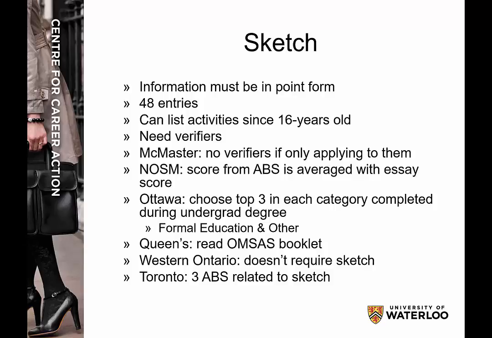For the second layer, where you can provide details in 150 characters, Ottawa only reviews your choice of the top 3 activities for all categories except formal education and the other section. Ottawa does not assess the category other when scoring the sketches. However, the items listed in that category are used for discussion during the interview process.